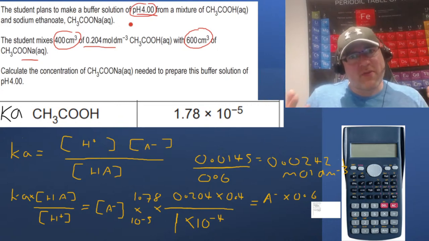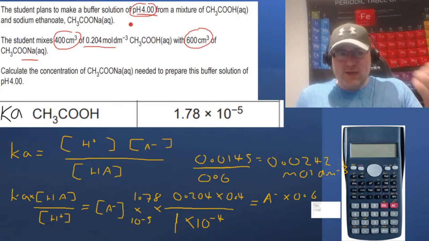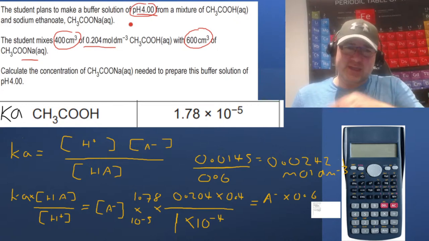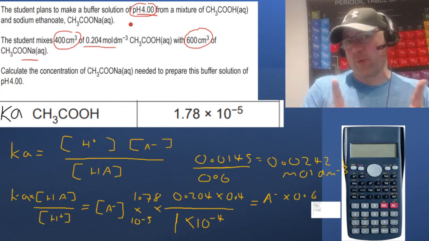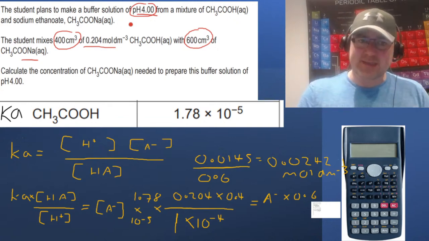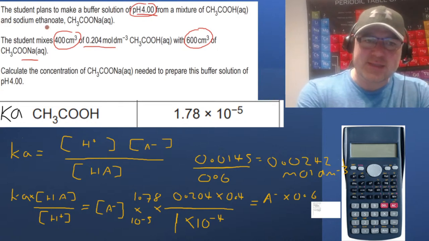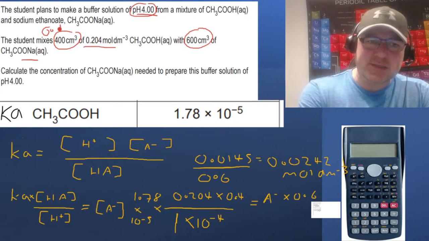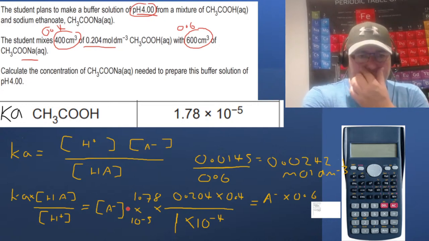They gave us the concentration of the weak acid. However, rather than mixing the same volume of acid and the same volume of salt, they used different volumes, 400 and 600. Why did I write 0.4 and 0.6? Because I immediately want to convert those volumes into decimeters cubed. Remember, in chemistry, we're never using centimeters cubed. We like to use decimeters cubed. So 400 becomes 0.4, we divide by 1,000, and 600 becomes 0.6. So I'll know that I have to include them somewhere in my calculation.